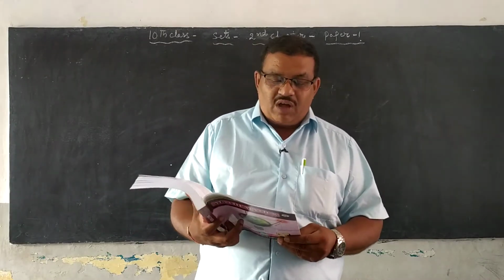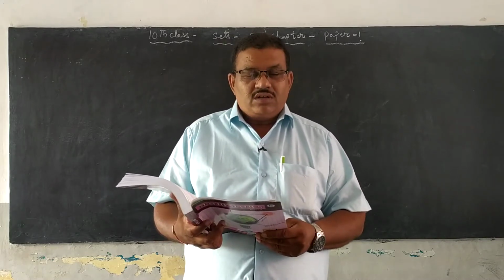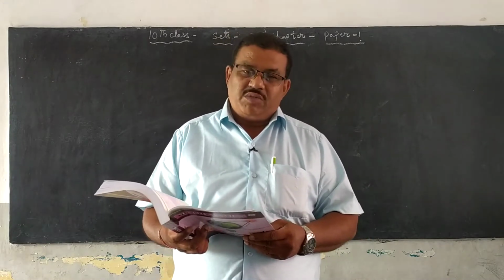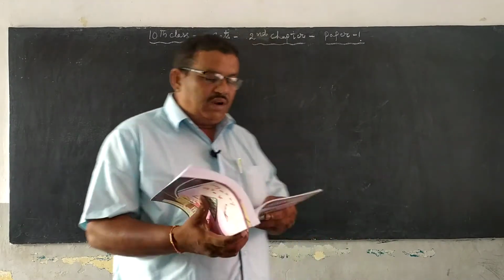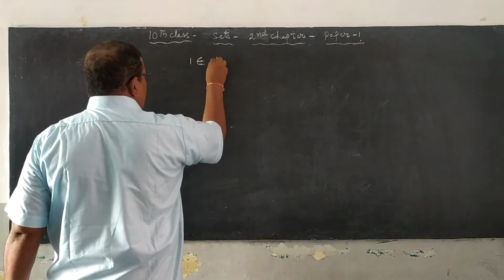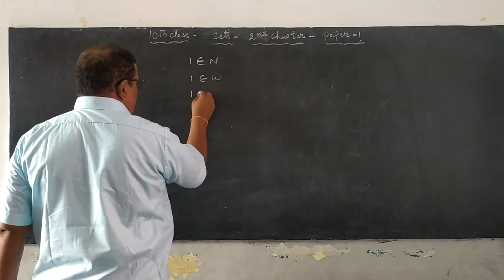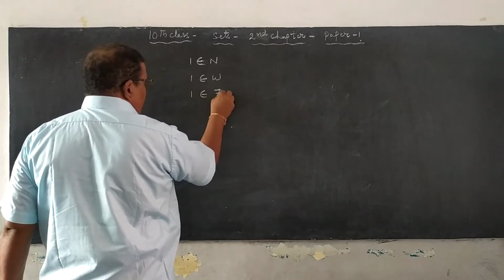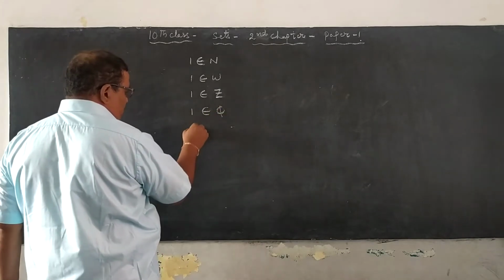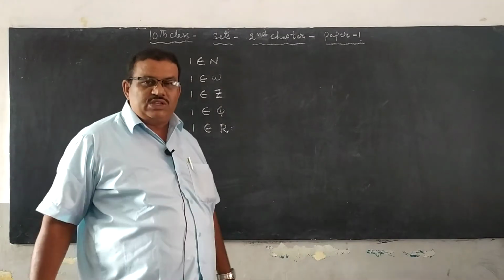Okay. One belongs to the set of natural numbers, set of whole numbers, set of integers, set of rational numbers and set of real numbers. One belongs to each and every one. Like see, one belongs to N, one belongs to the set of whole numbers, one belongs to the set of integers, which we represent with I or Z. One belongs to the set of rational numbers, one belongs to the set of real numbers. This is how we have to represent this one.